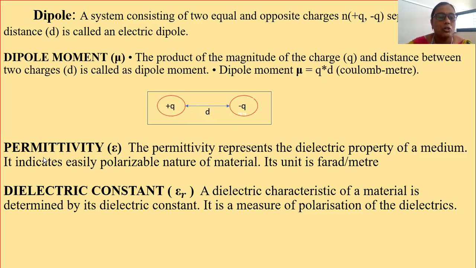Next, what is permittivity? The definition has its own meaning: permission to a particular field. That is why it is called permittivity, permission to an electric field. It is denoted by epsilon. The permittivity represents the dielectric property of a medium. It indicates the easily polarizable nature of a material. Its unit is farad per meter. It's very important.